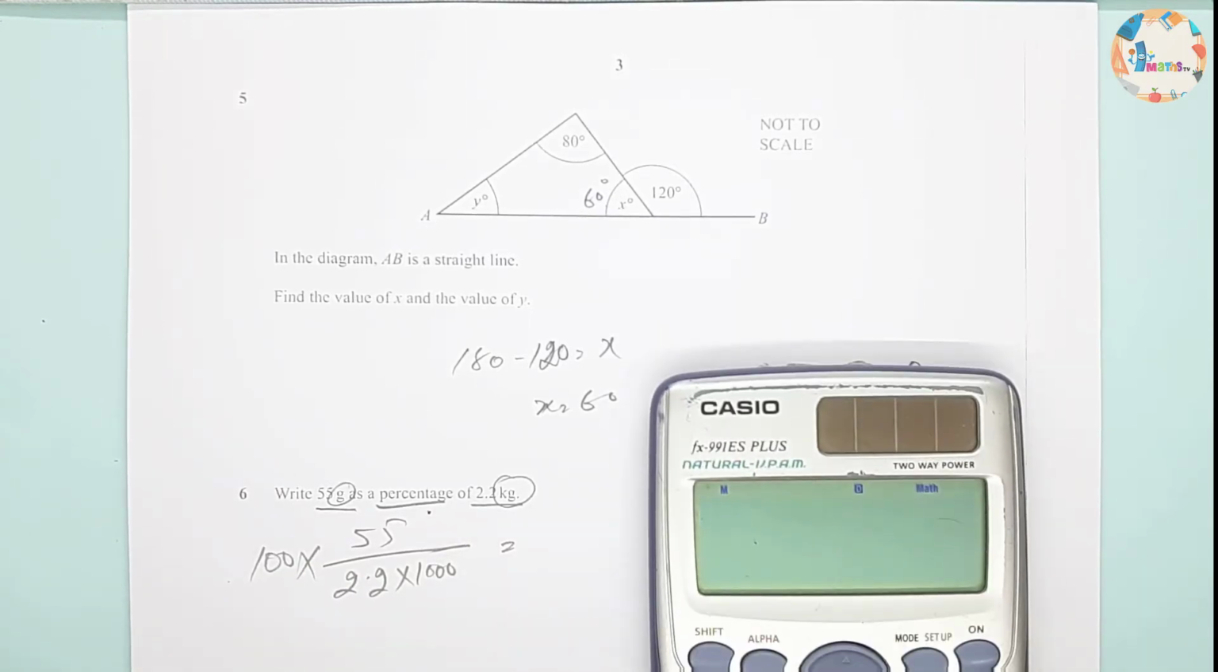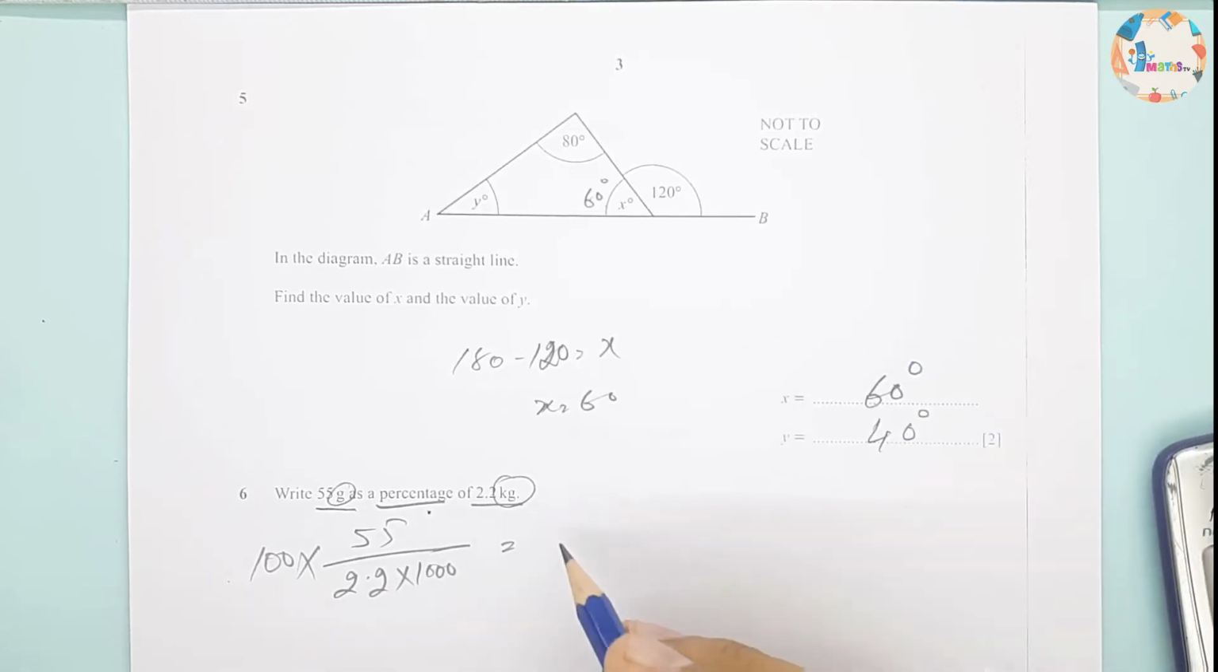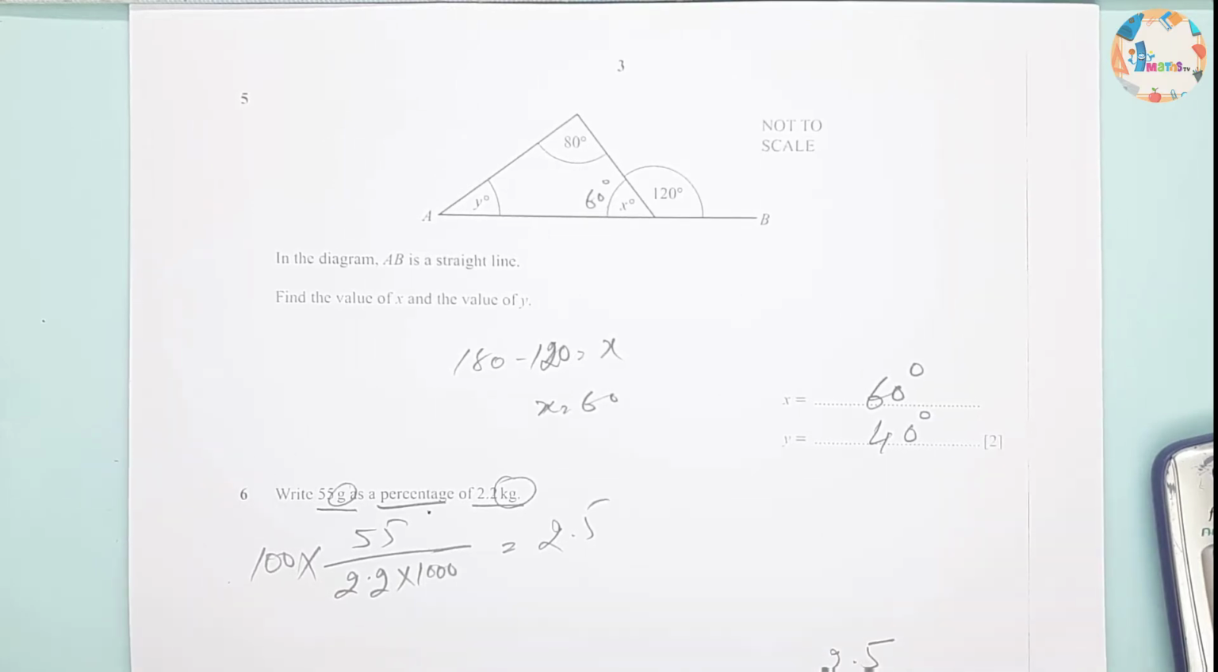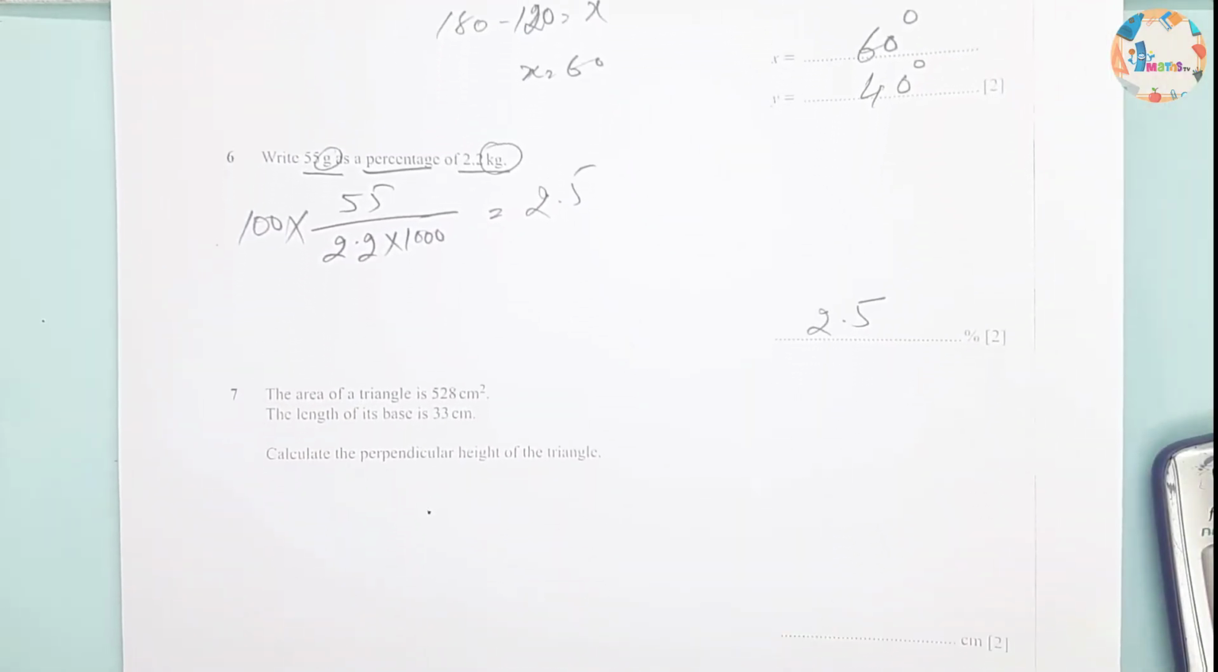If we check, this is 55 divided by 2.2 multiplied by 1000, and then multiplied by 100, this will be equal to 2.5. So 2.5 will be our answer.